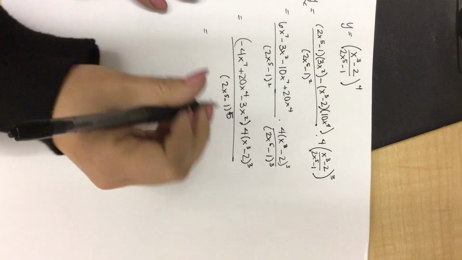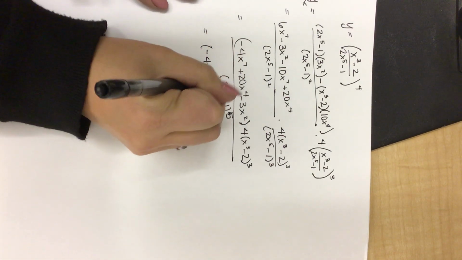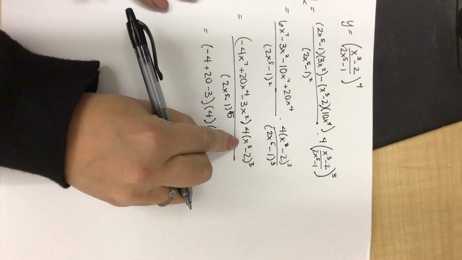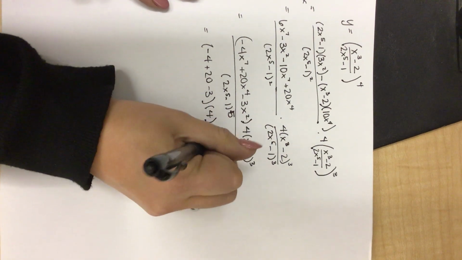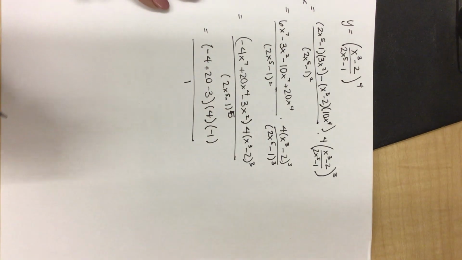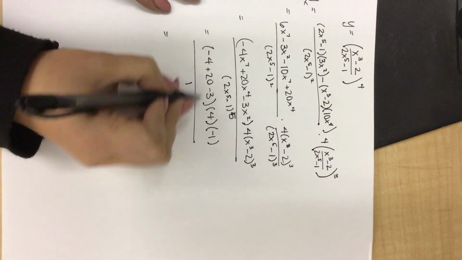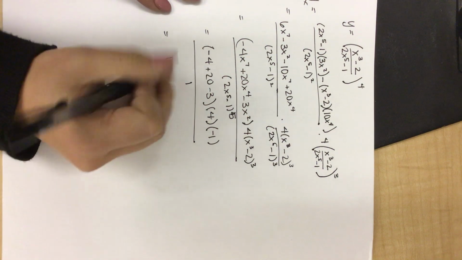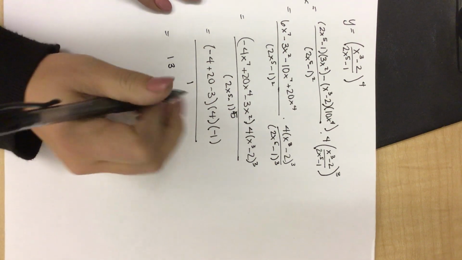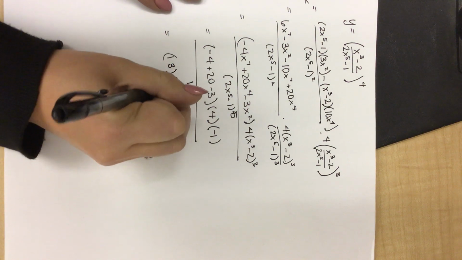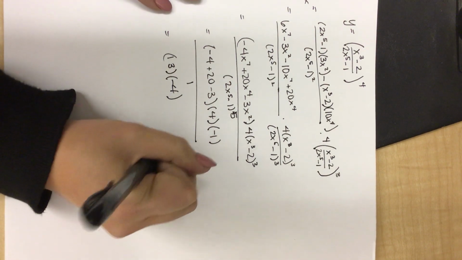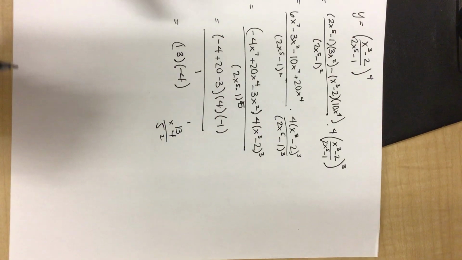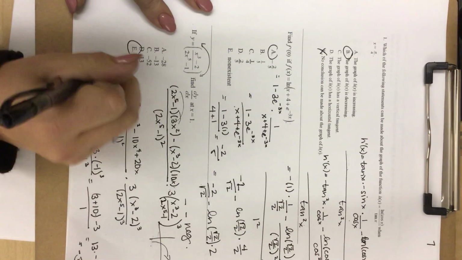All right, now I can plug in 1. So I get negative 4 plus 20 minus 3 times 4 times, and then I think we got negative 1 cubed here, so negative 1 over, and that was 1. So now I have 13, no, negative 4. 13 times 4 over 2. Yes, 52. So it's E. So sorry about that, guys.